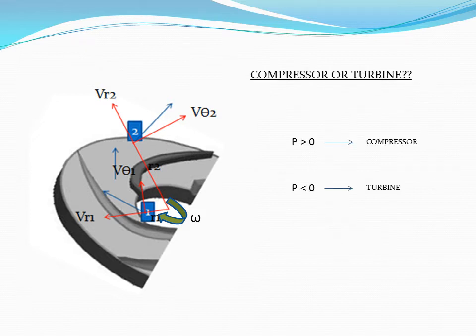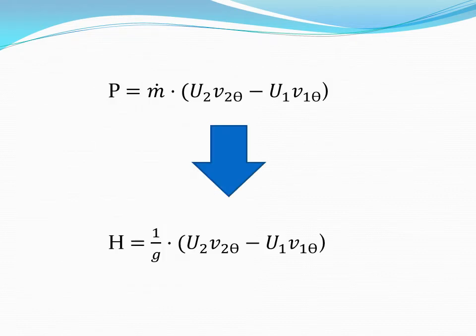If the power term is positive, it is because we are talking about a compressor, in which the fluid takes energy from the turbomachine. And if the power term is negative, it is because the fluid is giving energy to the rotor, so it is a turbine. The power of the turbomachine is related to the hydraulic height through the next equation.